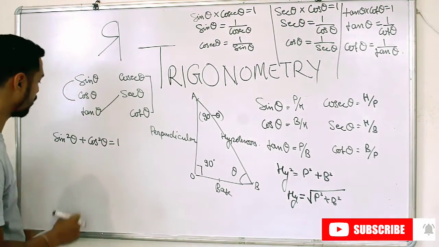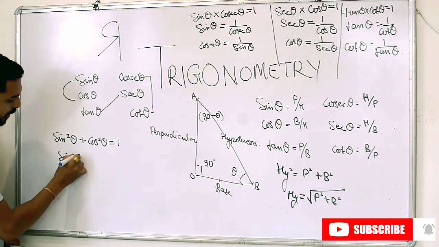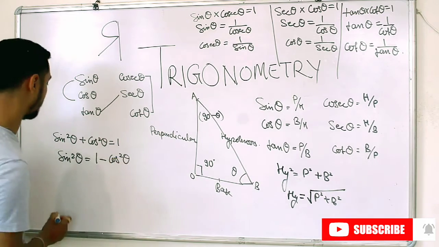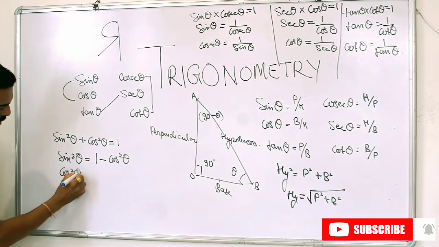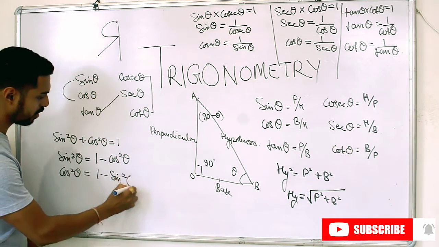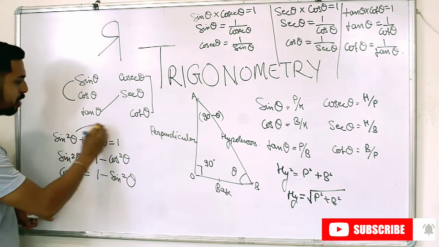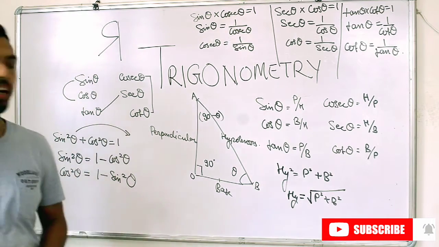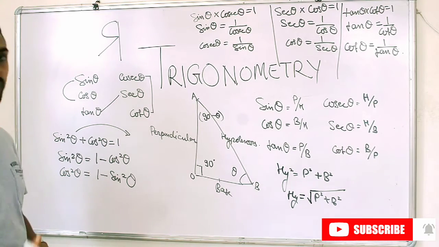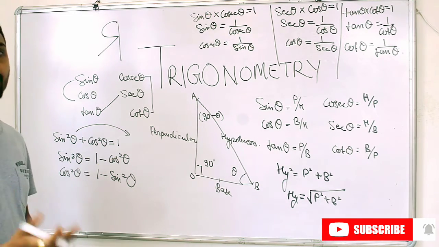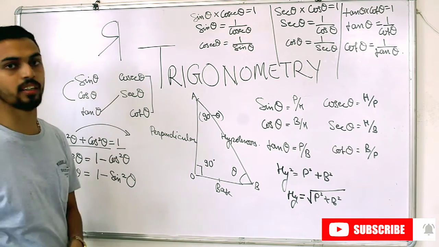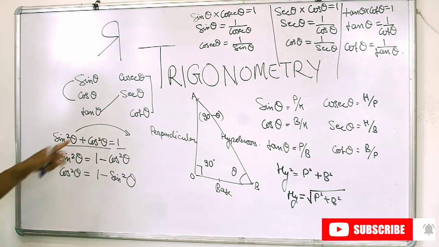So now we have sin square theta is equal to 1 minus cos square theta, and cos square theta is equal to 1 minus sin square theta, because this sin square theta will be transposed to the other side. Okay, this sin square theta will be transposed now to your right hand side. Like this is your left hand side and this will be your right hand side.